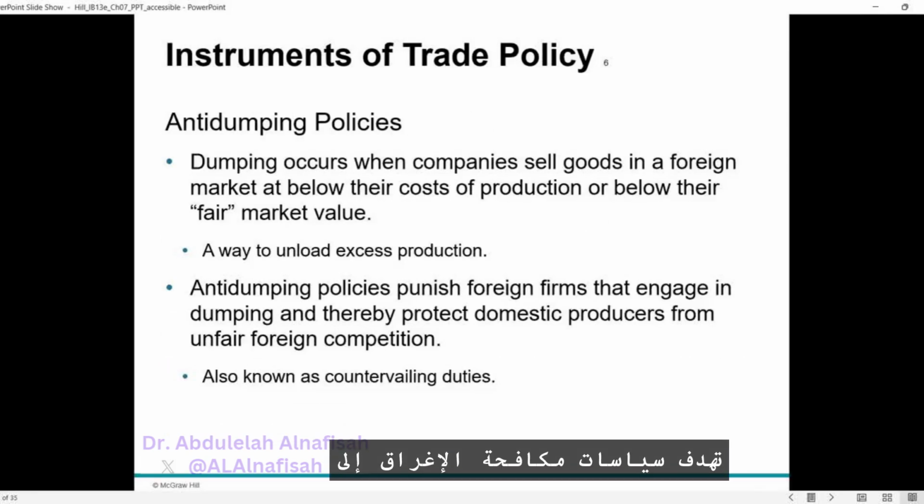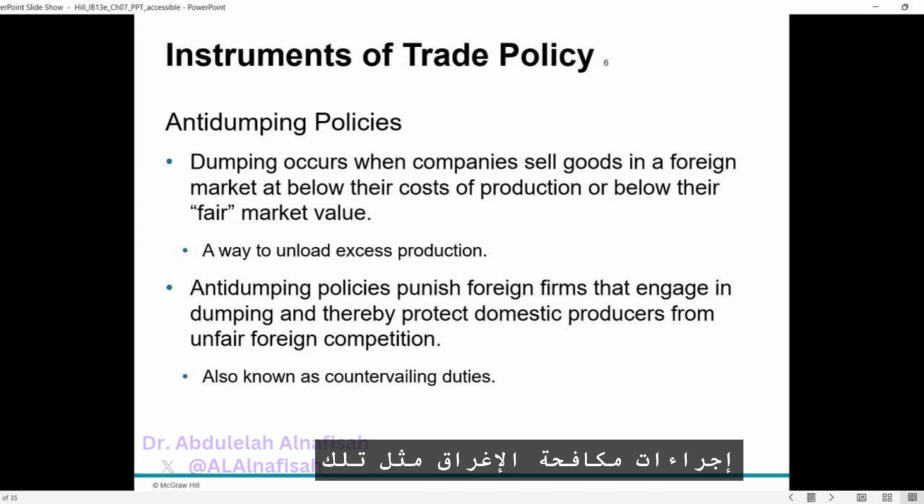Anti-dumping policies aim to protect domestic industries from unfair competition caused by dumping, where foreign firms sell goods at prices below their cost of production or below their fair market value. Dumping can occur when firms use profits from their home markets to subsidize lower prices abroad, sometimes as a strategy to drive out local competitors and later raise prices.